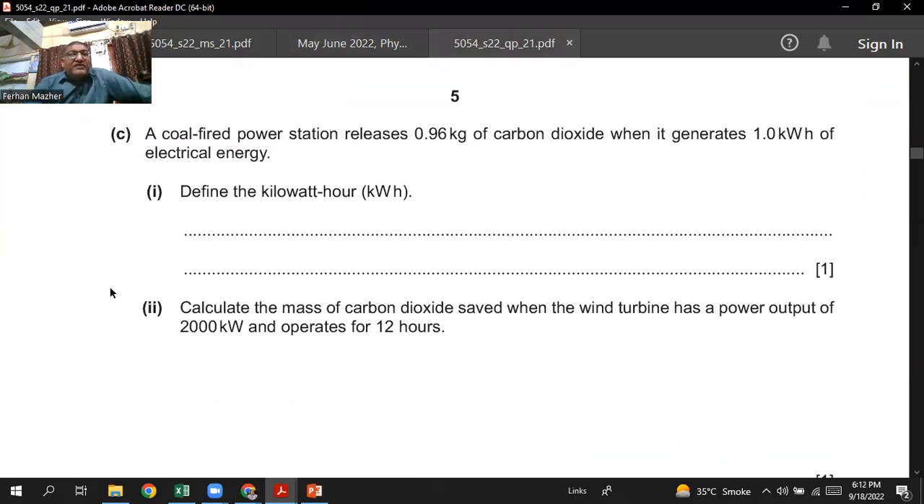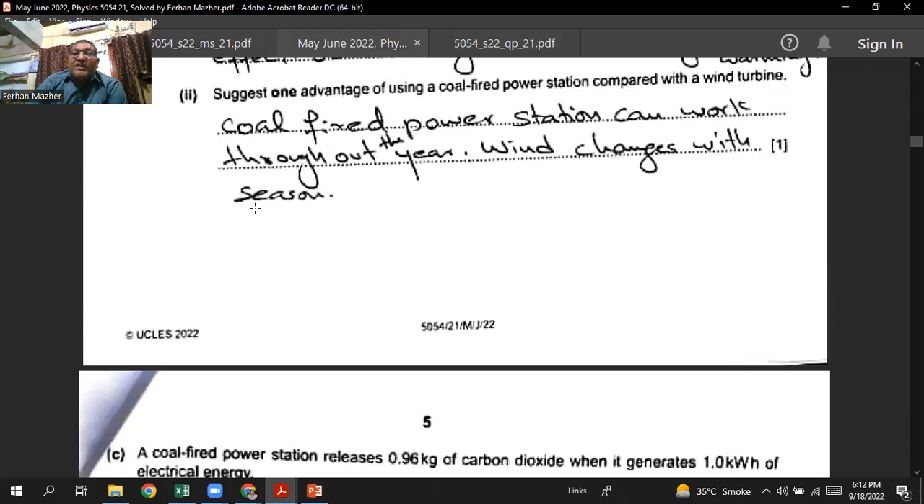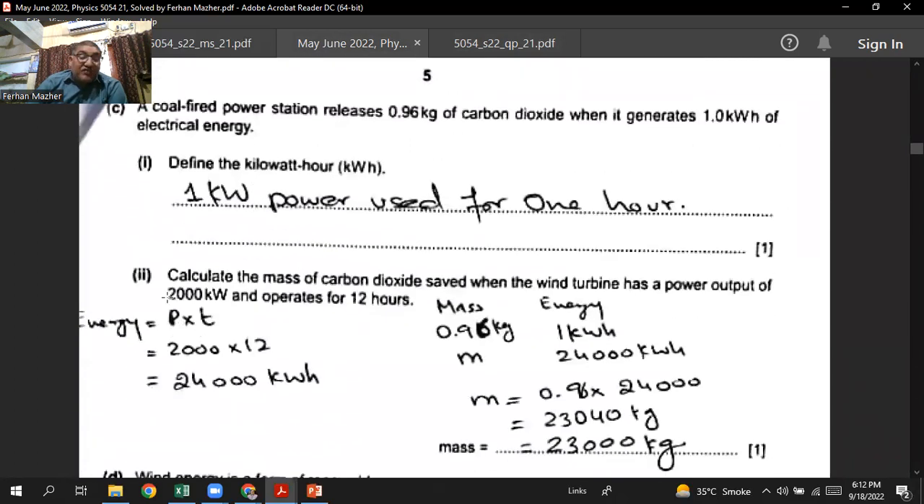A coal power station releases 0.9 kg of carbon dioxide when it generates 1 kilowatt hour of electric energy. Define the kilowatt hour. If a machine using a power of 1 kilowatt works for 1 hour, the work done will be 1 kilowatt hour. 1 kilowatt power used for 1 hour is known as 1 kilowatt hour.